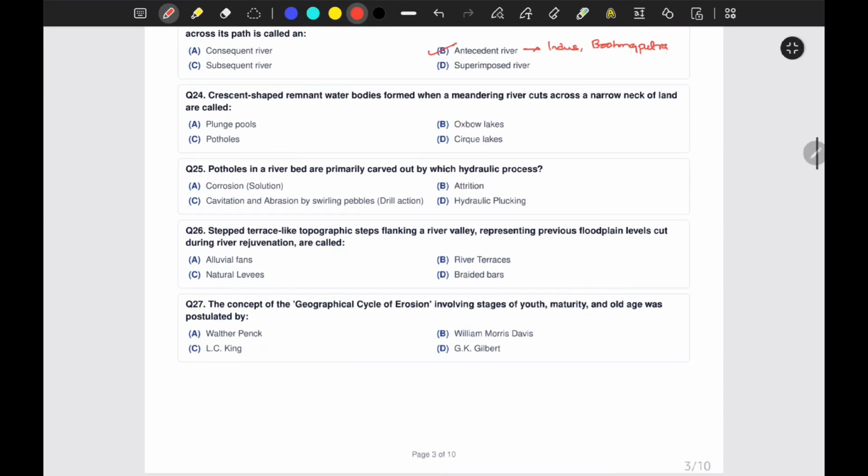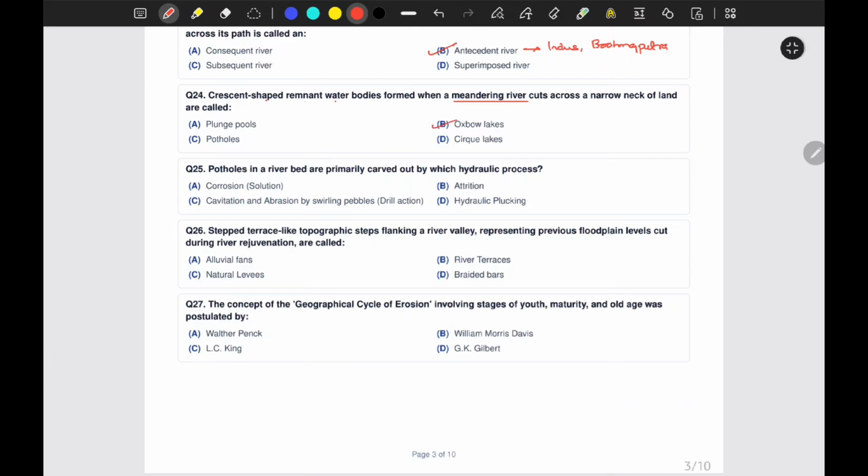Question number 24. Crescent-shaped remnant water bodies formed when a meandering river cuts across a narrow neck of land are called plunge pools, potholes, oxbow lakes, or cirque lakes. The correct answer is oxbow lakes.